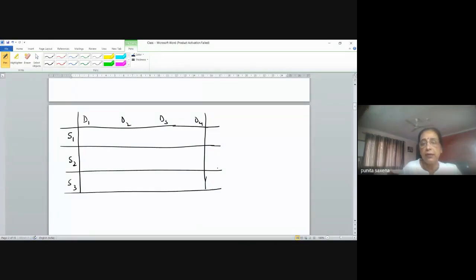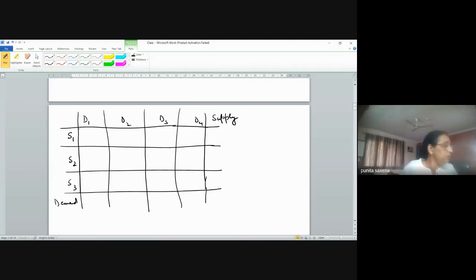Now we'll start with just one problem, and you will see how each method of finding the initial basic feasible solution is an improvement over the other. Okay, so here I'll write the supplies, and here we'll write the total demands.